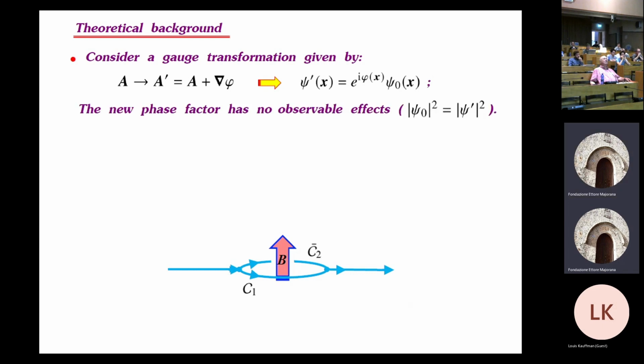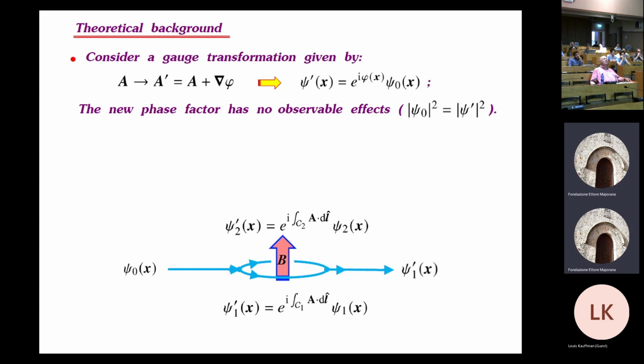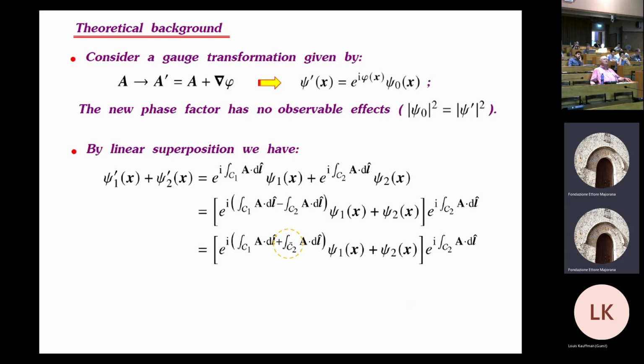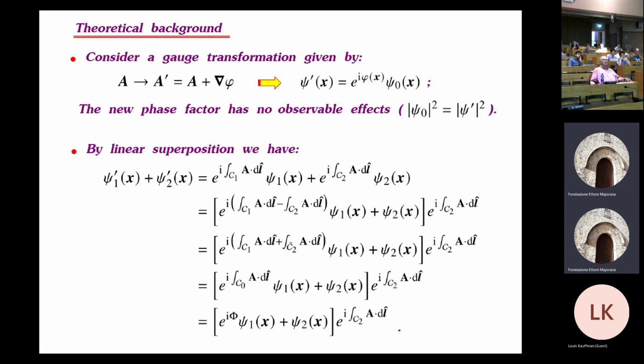The new phase factor, remember, has no physical observable effects, because the amplitudes of the background and the perturbed functions are the same. Now, if the flow of electrons is split in two parts, then we have to consider the contribution along C1 and the contribution along C2, eventually reversing orientation to C2 bar. This is a simple calculation. We have to consider the linear superposition of these two contributions, and then we sum and subtract this term. Then when we consider this term, we reverse orientation and finally get this final result, which is expressed in terms of phi, the flux.